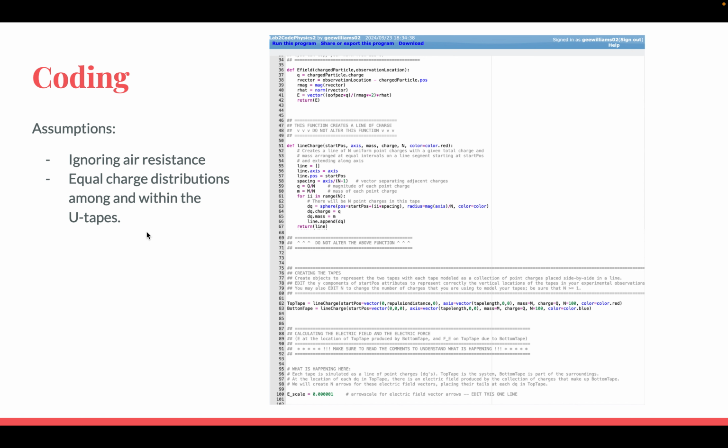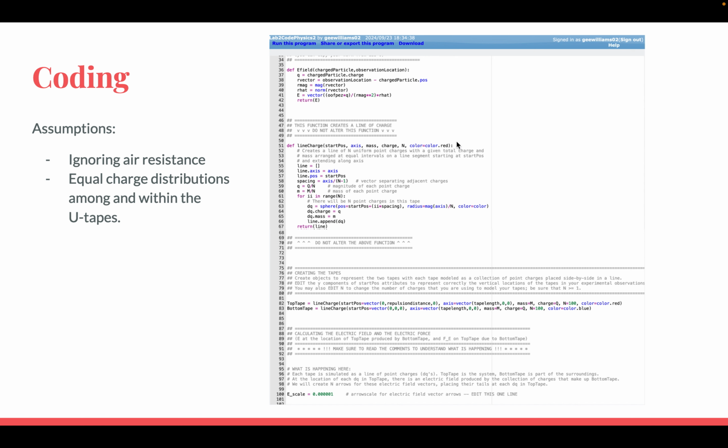And so for this new model, some of the assumptions: we are ignoring air resistance and we are assuming equal charge distributions among and within the tapes, meaning the same amount of charge distributed in each tape, so we can assume that the vectors that you're going to see in the model are going to be equal. And then among the tapes we are assuming they have the same magnitude of charge.